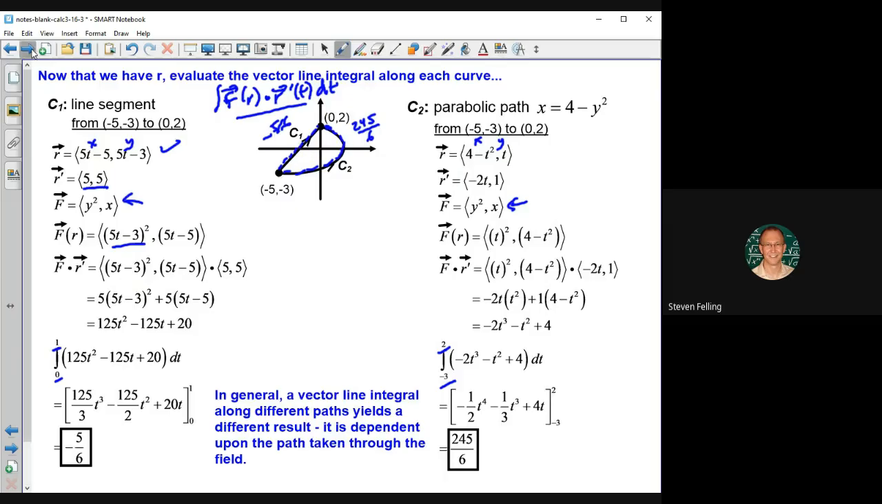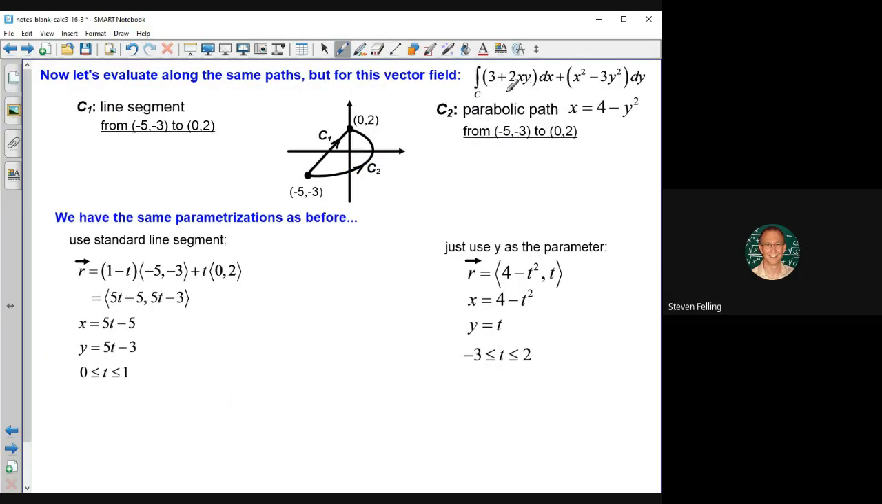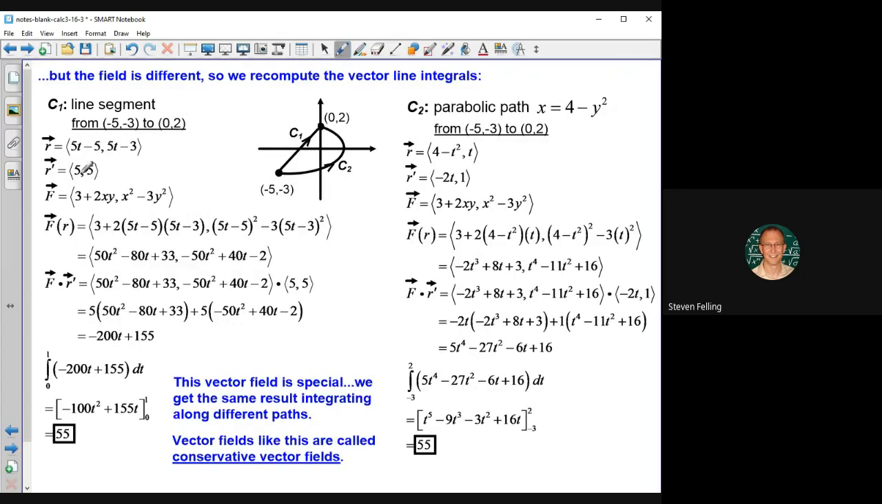Some fields are special. So here's a different field, seemingly more complicated, where the x component of this field is 3 plus 2xy, and the y component is x squared minus 3y squared. Let's take those same two paths so I don't have to go through the reparameterization. I have the same position vectors, but let's compute the line integrals along those two different paths for this field, okay? So if you go through the process, take the derivative, you plug this into the field equations, right? Substituting x and y in here, right? And then carefully integrating over the parameter from 0 to 1, you get 55.